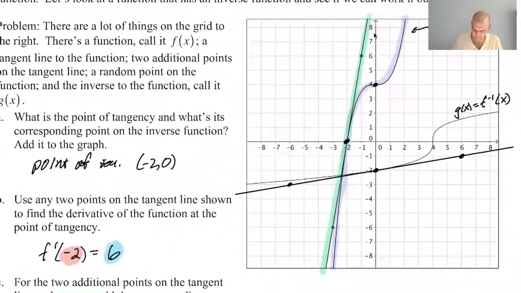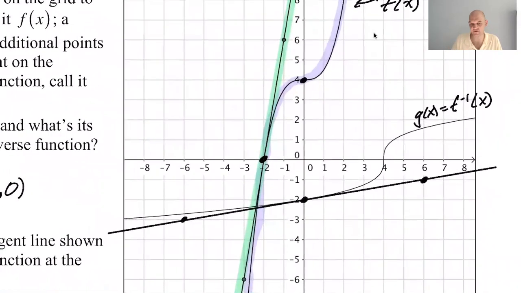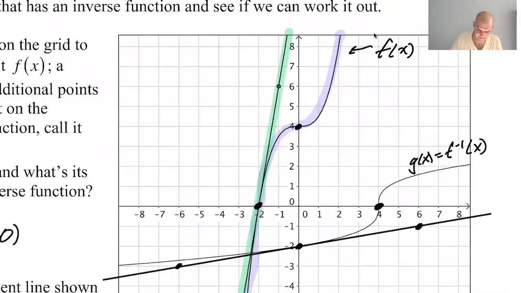The corresponding point will be 4, 0, right? Because you switch x and y. This point is 0, 4. So 4, 0 is the corresponding point on the inverse. So here, I guess I could put these lines in, especially because they're lines and it'll do the work for me.